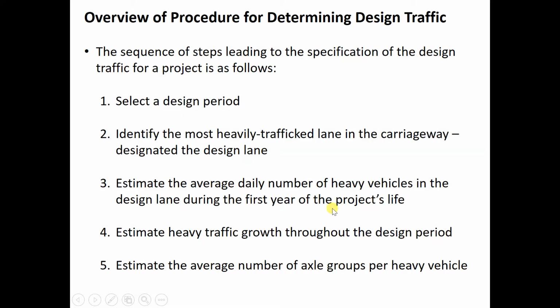In that design lane, because we have growth of the heavy vehicles, every year there might be growth of, let's say, 5%. So next year there will be 5% more heavy vehicles, and then the next year another 5% increase again. So we just determine the cumulative heavy vehicles in the first year of the project, and then later on we multiply by the growth of the heavy vehicles. What's the percentage?